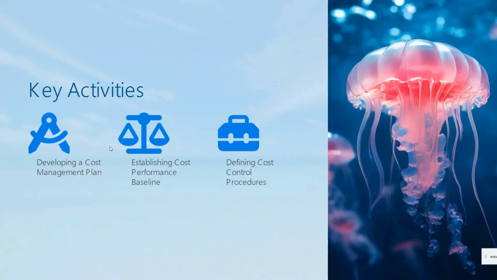Then after that we have establishing the cost performance baseline. The baseline establishes how product cost will be monitored and controlled throughout the product life cycle. Here we have defining cost control procedures, which means defining the methods and tools to be used to monitor and control the cost throughout the product life cycle.